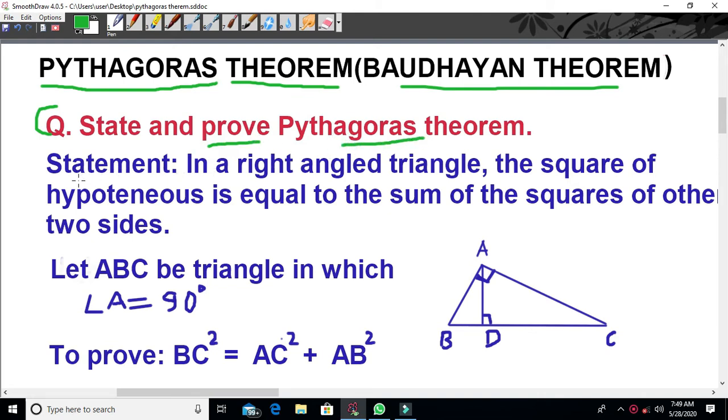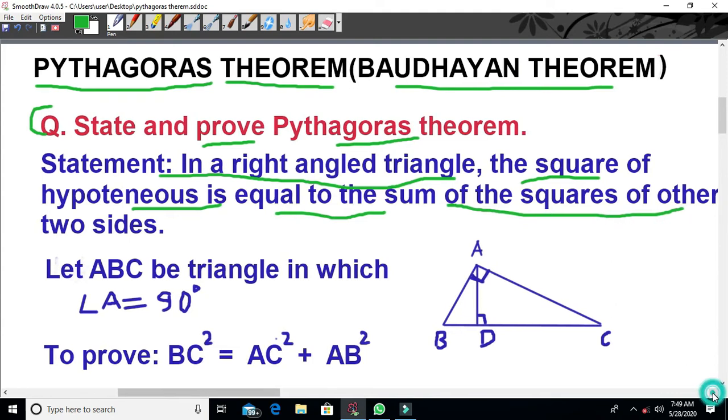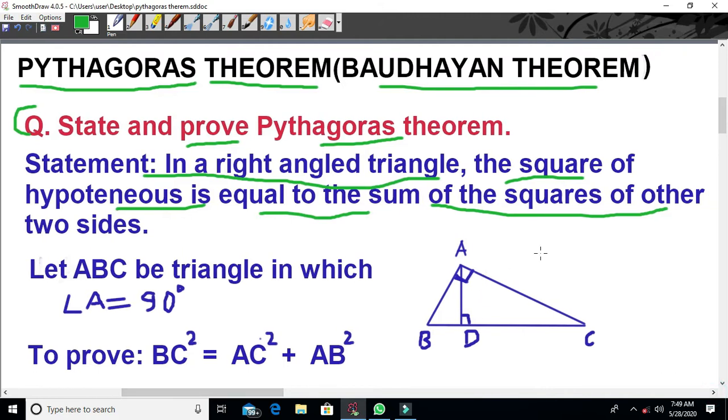In a right angle triangle, the square of the hypotenuse is equal to the sum of the squares of the other two sides. You know hypotenuse is the side opposite to the right angle.